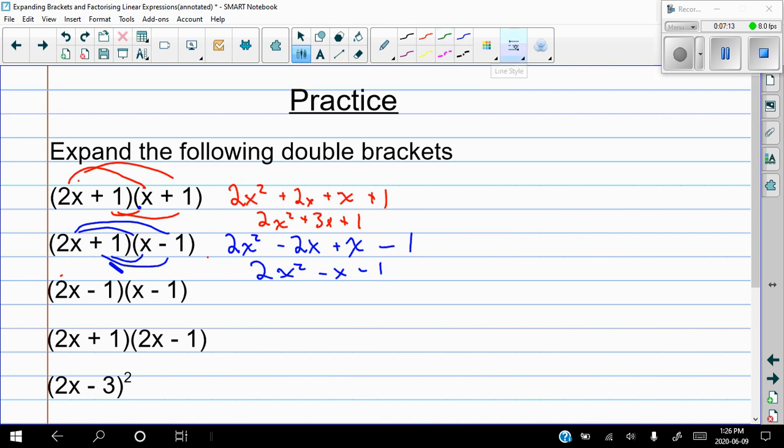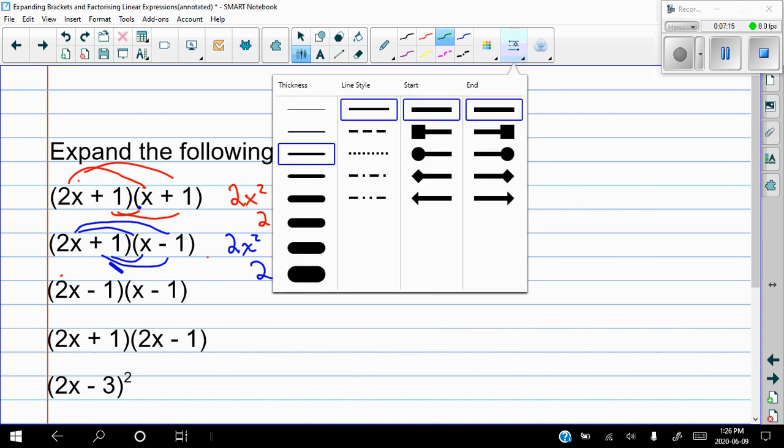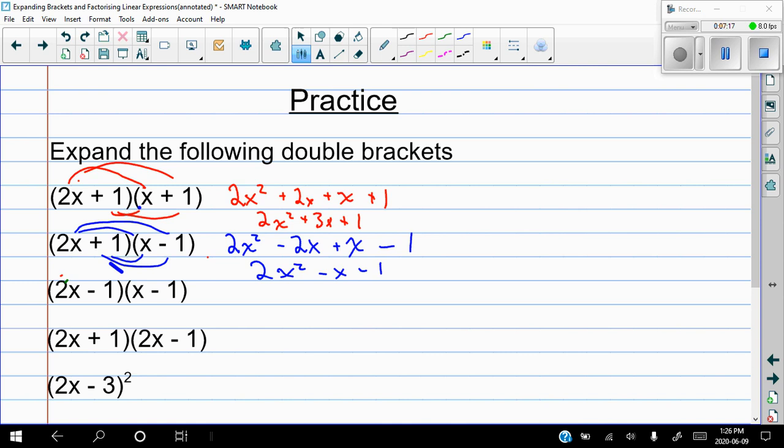Next one we're going to do has 2x times x. So we get 2x squared again. 2x times negative 1, which is negative 2x. Then we have negative 1 times x, which is negative x. And negative 1 times negative 1, which is positive 1. So this gives us in the end 2x squared minus 3x plus 1.